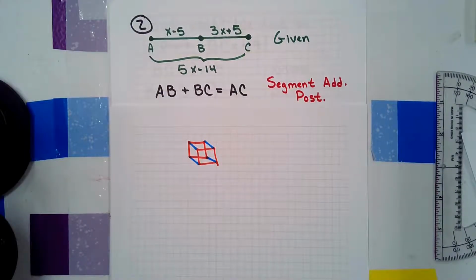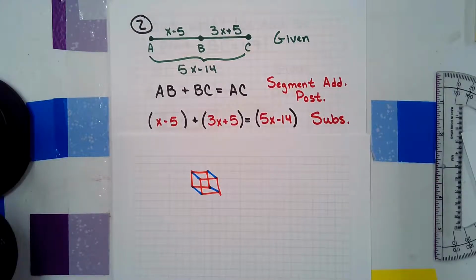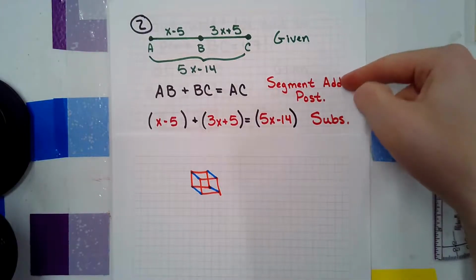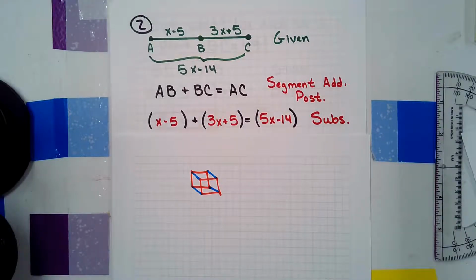The next step is going to be our substitution property. Remember, substitute means to switch out, and that's where we plug in the actual values. So step 1 is to write the segment addition postulate that says the segments add up to the big segment, right? Step 2 is to substitute that with their values.